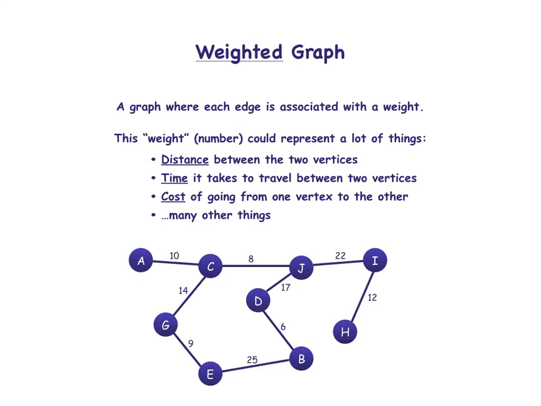This is just an example. And this is an example of what a weighted graph would look like. You'd have your vertices, you'd have your edges, and then you'd have a number associated with each edge. So for example, for the edge that connects A and C, the number 10 could represent the distance between A and C. It could represent the time it takes to travel between A and C in minutes, in hours, in nanoseconds. It could represent the cost of traveling from A to C, so on and so forth.